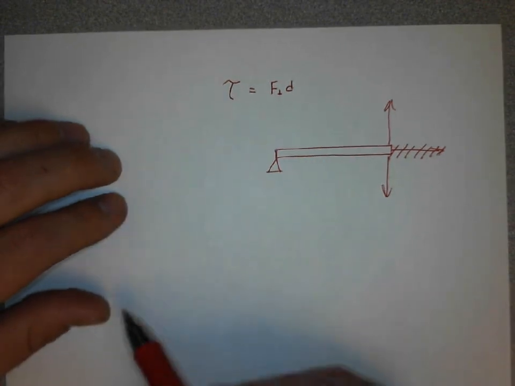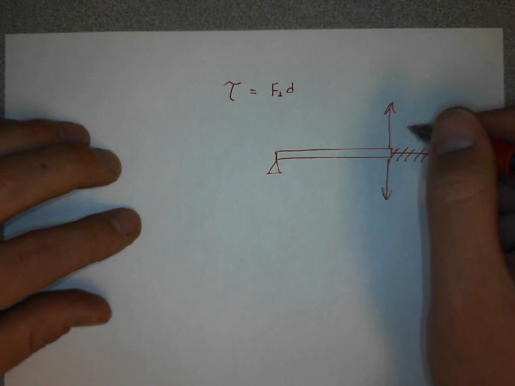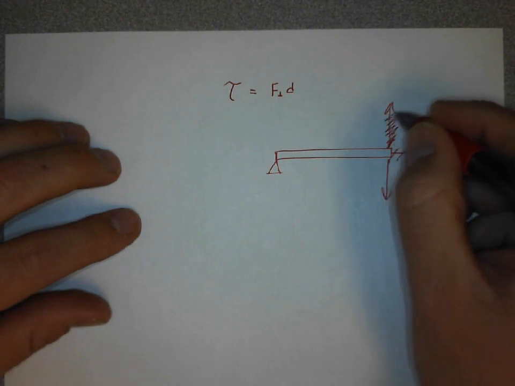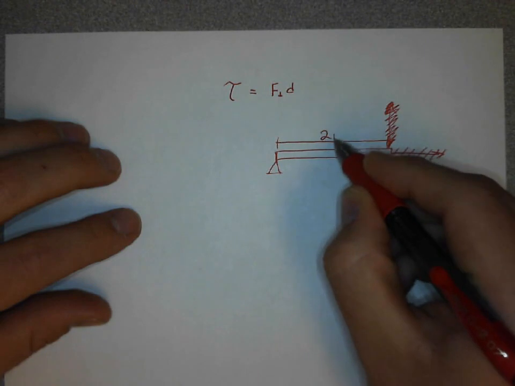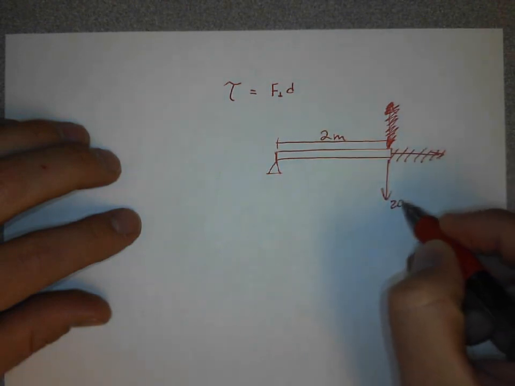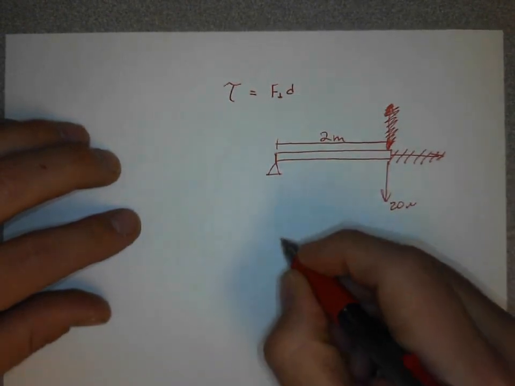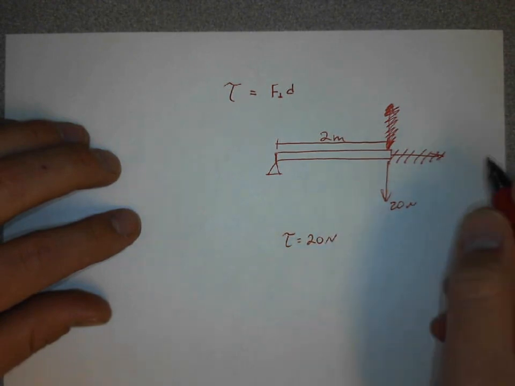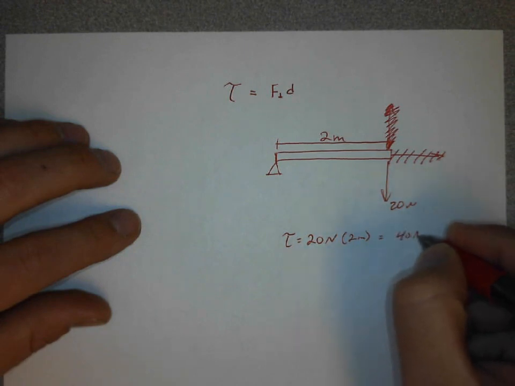So let's do a problem. Let's do something like this. Let's say this is 2 meters. Let's say this is 20 newtons, something simple. And I just want to know what the torque is, right? So you just literally plug it in. 20 newtons times by 2 meters gives you 40 Newton meters.